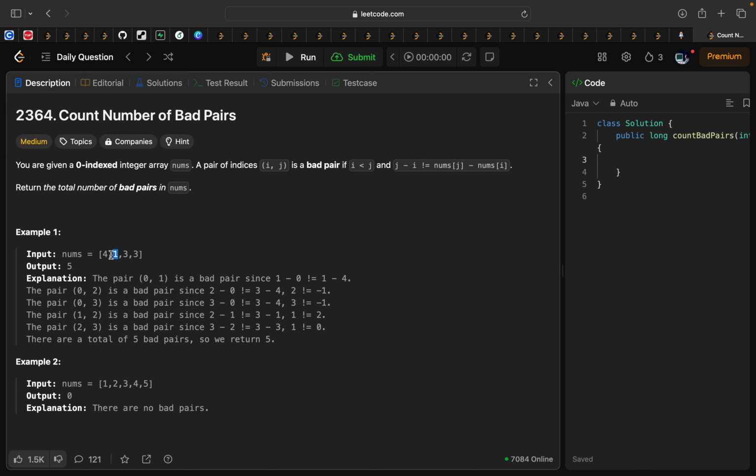This is index 1 and this is index 3. So 3 minus 1 is 2, and the difference between the values is also 2. So we have one good pair, and the total number of pairs will be the sum of the first n natural numbers, which is n into n plus 1 by 2. Okay, so can we find the number of good pairs and then subtract them from the total number of pairs?